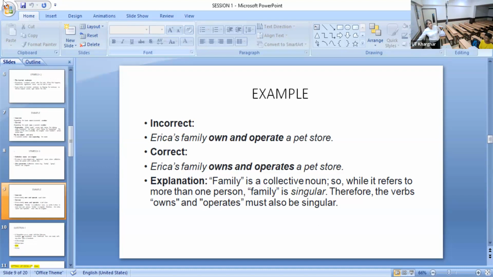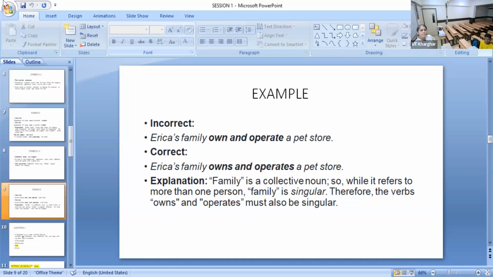She owns or she own? What do you think, Sana? She owns. She do or she does? She does. I do or I does? I do. We do or we does? We do. Are you clear with this logic? Simple. So be careful, these are common errors. That's why we have included this as an example.